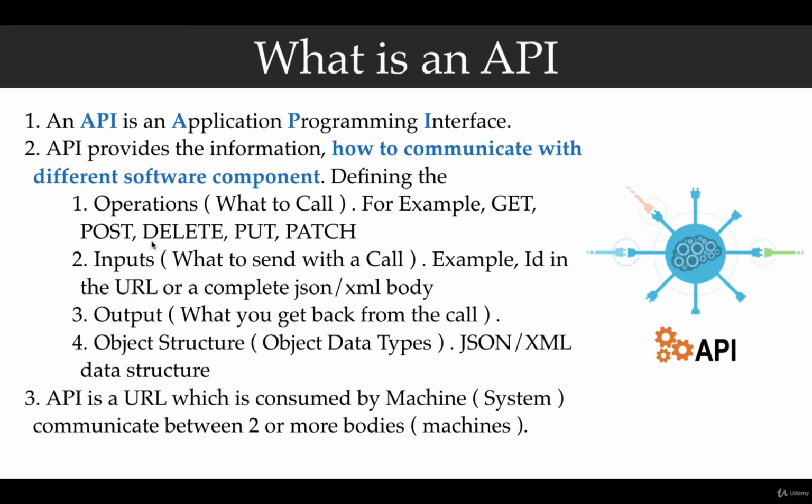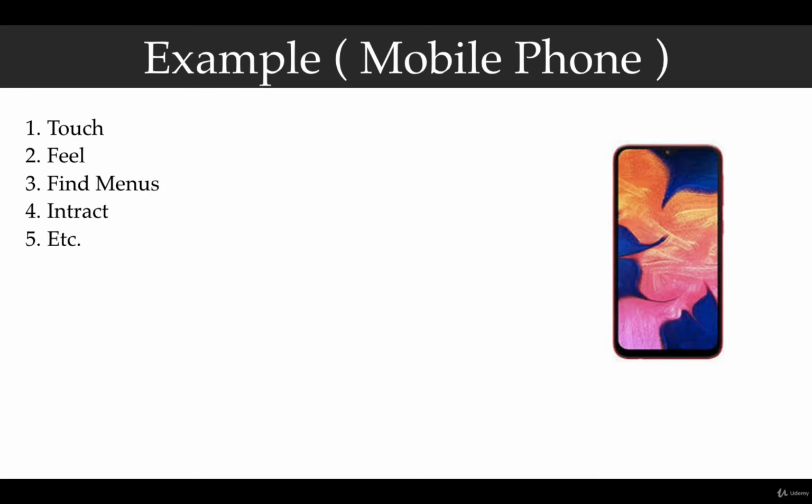We already discussed that API is an interface. So let's take an example of a mobile phone. A mobile phone is an interface for us, not for machines, where we can touch the mobile, we can find the menus, we can interact with the mobile. But inside the mobile there are plenty of applications that interact with different machines or different platforms. With the help of what do they interact with each other, and send the data from one system to another system?